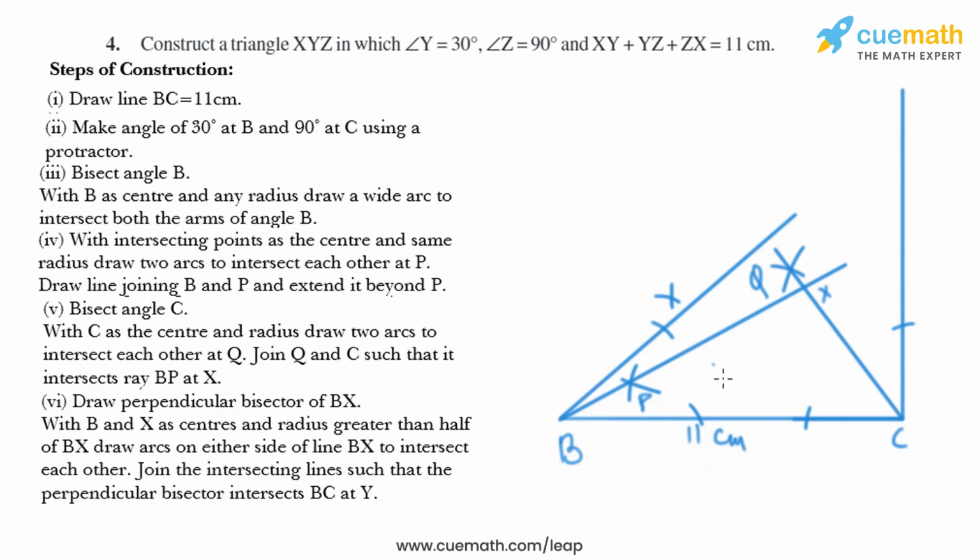Now we'll do the same thing below this line. So we'll draw two arcs like this and they intersect over here. Now we need to join these two points of intersection. So we'll draw a line and we will join these two points of intersection, and this line intersects BC at Y. So we will name this point as Y.